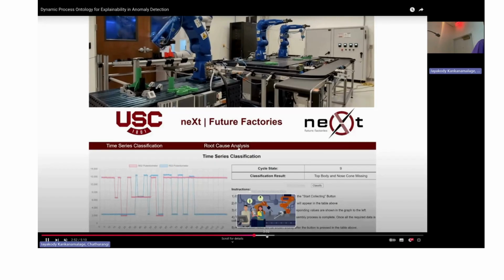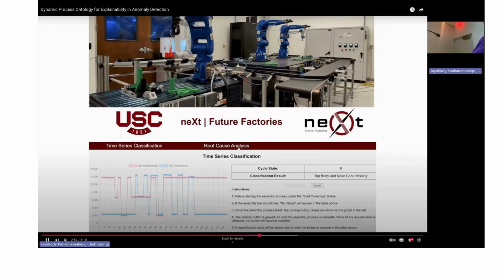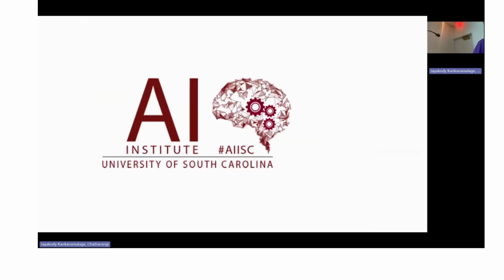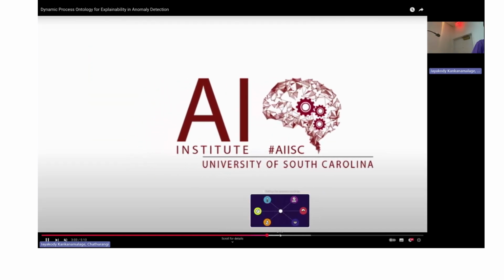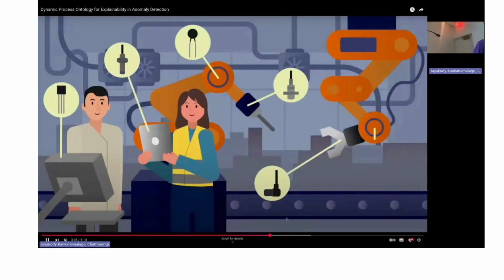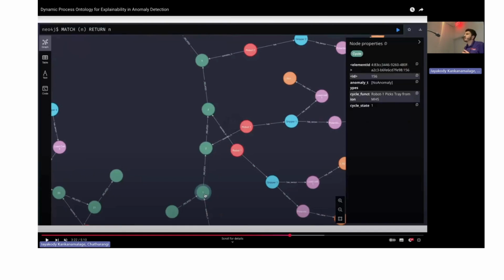So now what we're going to do is take this time series data that we collected, and run it through our process ontology. And this will help us to come up with some user level explanations about why these issues might have happened. And this is a quick screenshot of how this ontology looks.